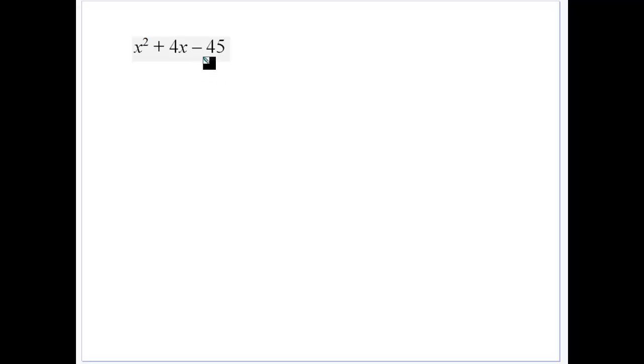So again, looking at this one, two numbers that multiply to give us minus 45, but add to give us positive 4. So again, because minus 45, one's going to be negative, one's going to be positive, because two numbers there will multiply to give us a negative. Doesn't really matter where you put your brackets. But again, you've got a positive 4, so the larger number overall will be positive.